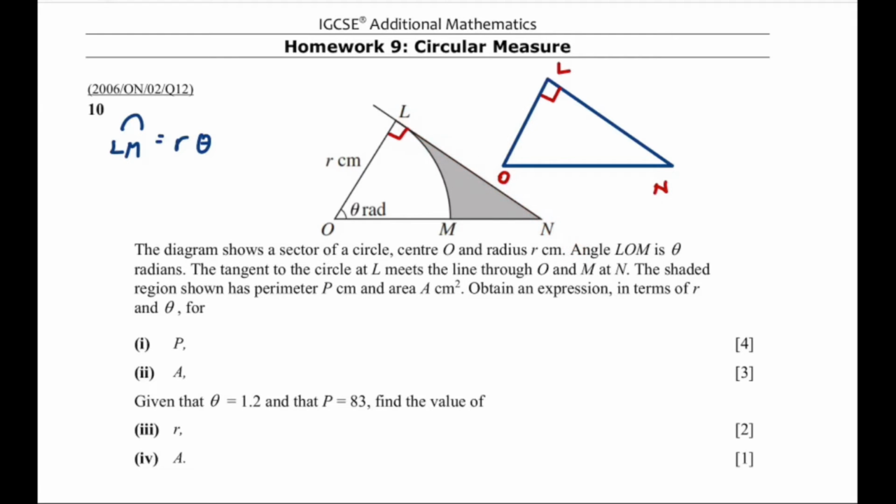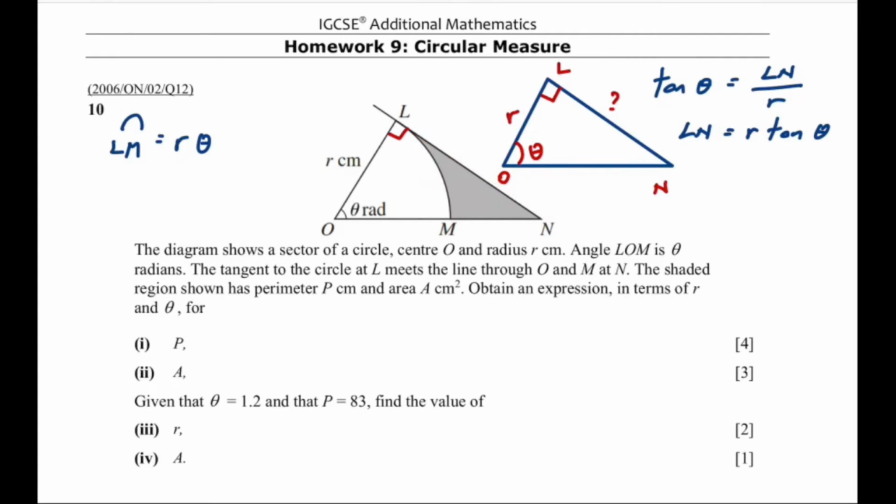LN, how do we find the length of LN? You can have a look at this right angle triangle here. Since this is a right angle triangle, and we know that this is theta, this is r, you are finding the length here, LN. So this is your O, this is your A, OA. So you have to make use of tan. Tan theta equals LN over r. You are finding just LN, so LN equals r tan theta. Okay, so now this is r theta, and this is r tan theta.